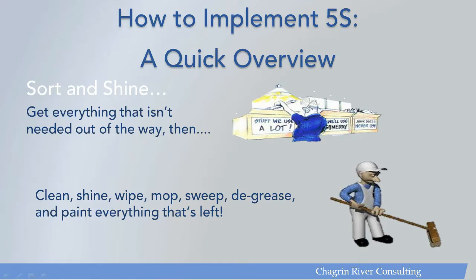I imagine you're used to thinking of 5S as being sort, then straighten, then shine, then standardize, and then sustain. We're going to take things in a little bit different order because we found it makes it easier to understand and easier to implement. We're going to start in our implementation with sort and shine. We find that these two things happen naturally and easily together. In sort, of course, we're going to get everything out of the way that isn't needed for current production. And then we're going to clean and wipe and shine and mop everything that's left.